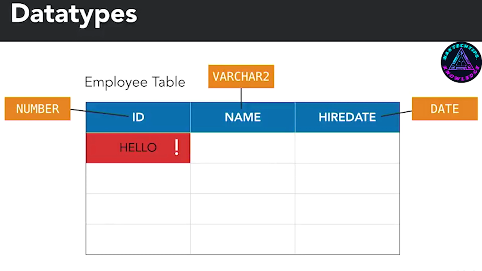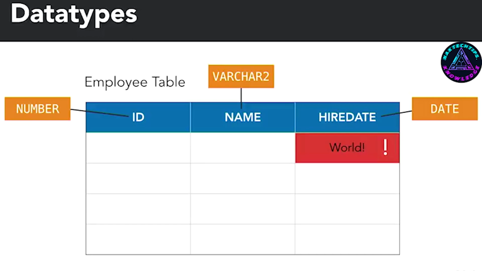Similarly, for hire date, if this column was specified as a date column, trying to input a value of world, which is a string value, into this column of our employees table will also result in an error. So specifying the column data types for columns in our table is Oracle's way for ensuring data integrity as we insert and modify data in our tables.